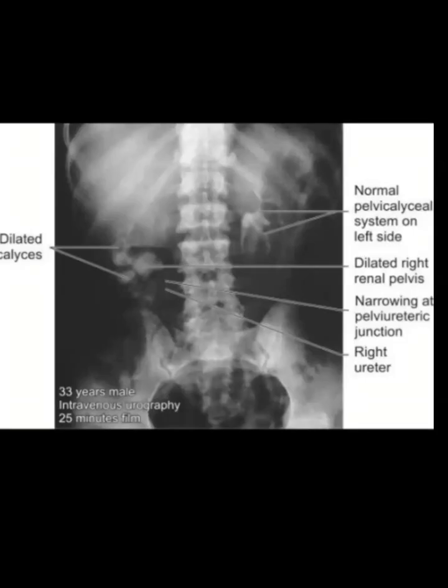A 33-year-old male with intravenous urography, 25-minute film: dilated right renal pelvis, narrowing at the PUJ junction. So I have told you, this was actually a catch up of the previous slides.